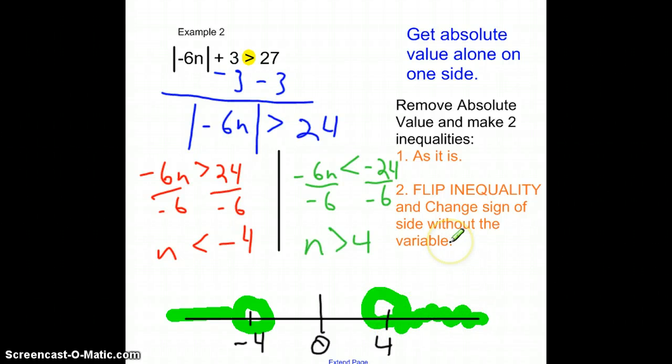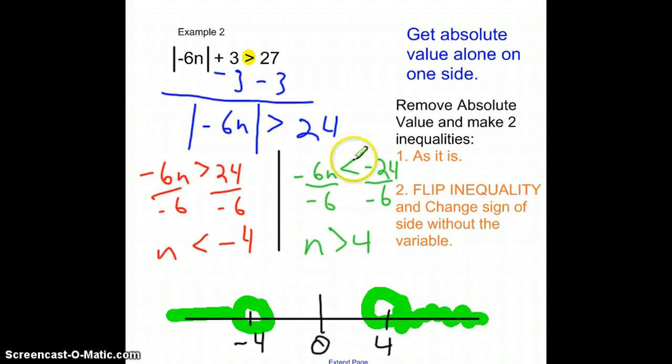Again, if you think back to our previous lesson, would this be an AND inequality or an OR inequality? This is obviously an OR because you can't be bigger than 4 and less than negative 4. You could be one or the other, right? There are no numbers that exist over here that also exist down here. You're one or the other.